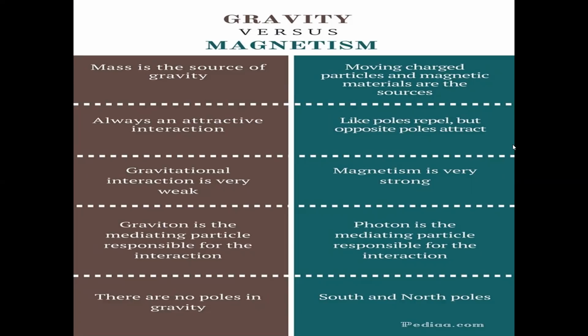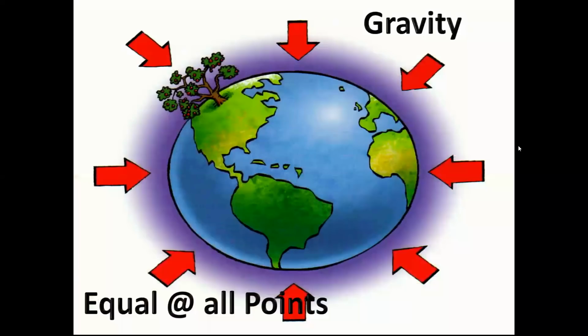Graviton is the mediating particle responsible for the interaction, okay? Where the photon is the mediating particle responsible for the interaction. Okay, there are no poles in gravity. South and north poles are markers for magnetism. All right, that makes it a little bit easier because now we can define better what these two forces are.